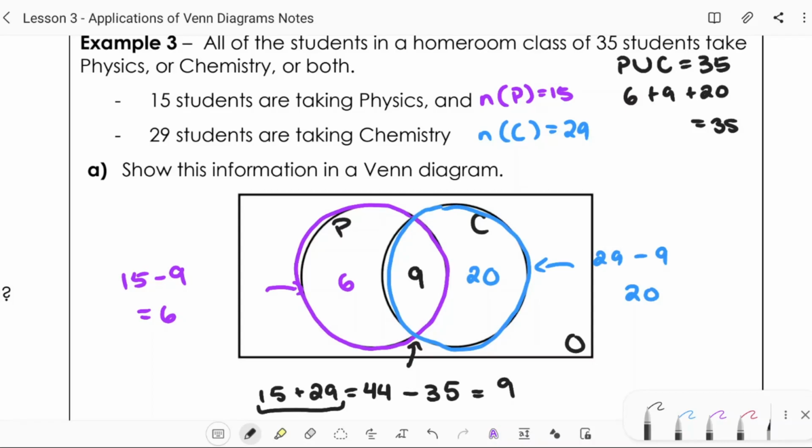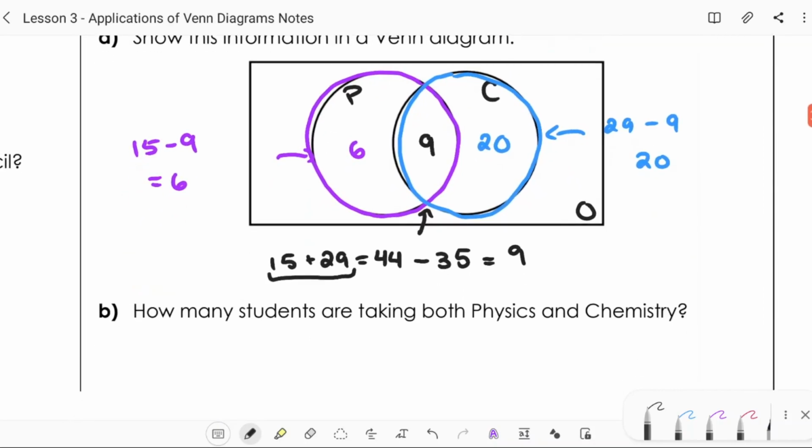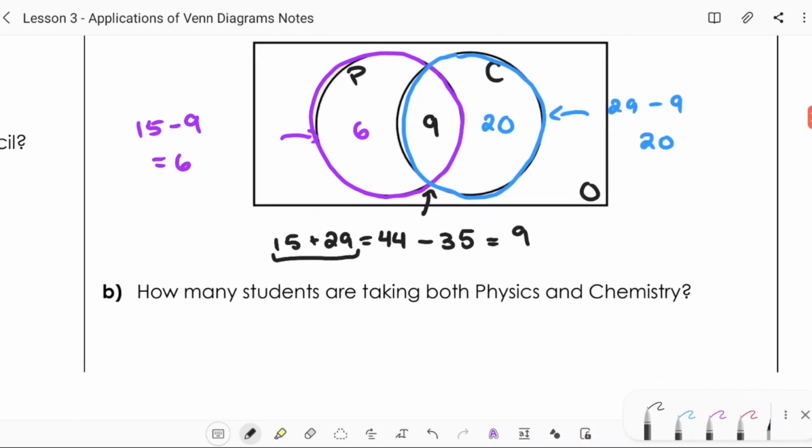Right, you are given the total number of that union. However, subtracting that total number of students gives us that overlap, that intersection there. So how many students are taking both physics and chemistry? We have 9 students.